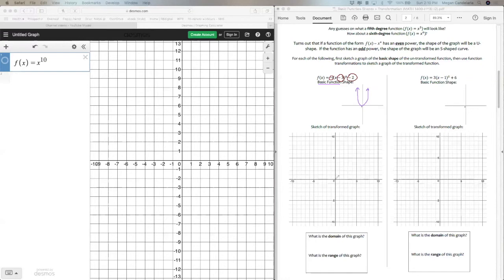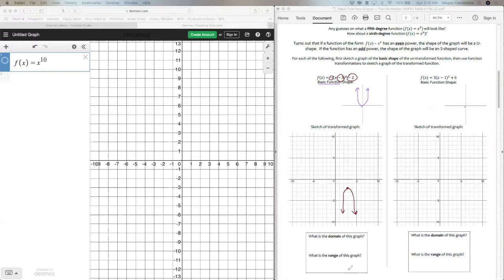So we've moved it to the right 3, 1, 2, 3. We've moved it down 2, 1, 2. So here's the new starting point, or vertex, of our graph. And then I've also reflected this, or turned it upside down. So I'm going to draw my U opening downward. Okay, well, that's not perfect, but that looks pretty decent.